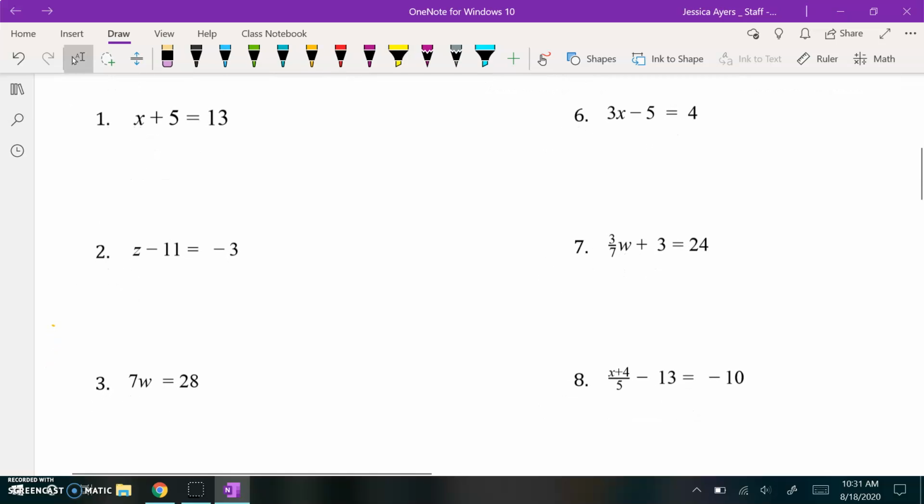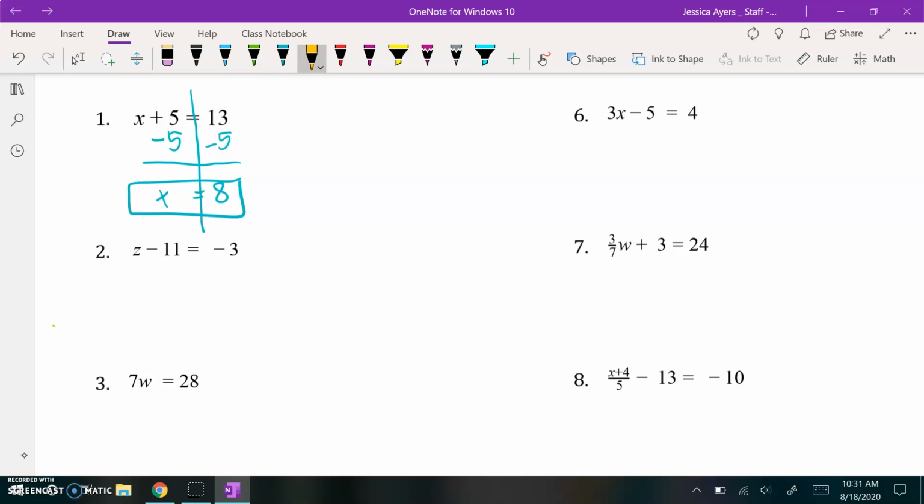So looking down here, we're going to start with some simple ones and work our way up to more difficult ones. Remember that you're using inverse operations to get these things away from each other. So if we look at number 1, we can draw our wall so we know that we're getting everything away from the x. So we're going to move the 5. Since it's a positive 5, the opposite of that is subtract or negative. So we'll get that x is equal to 8.